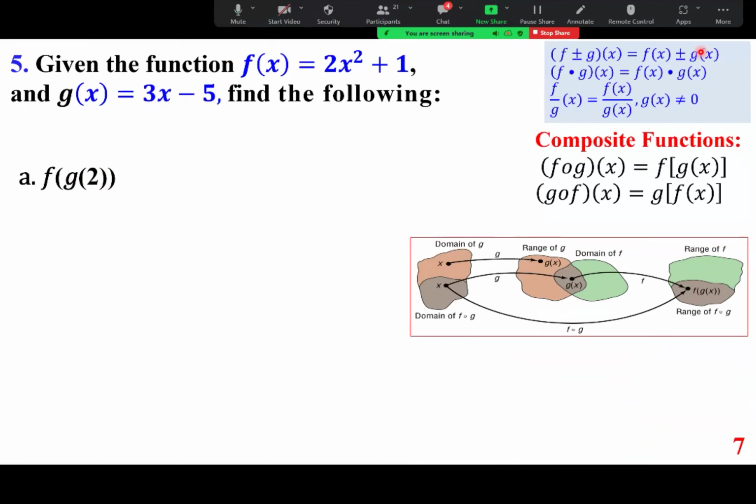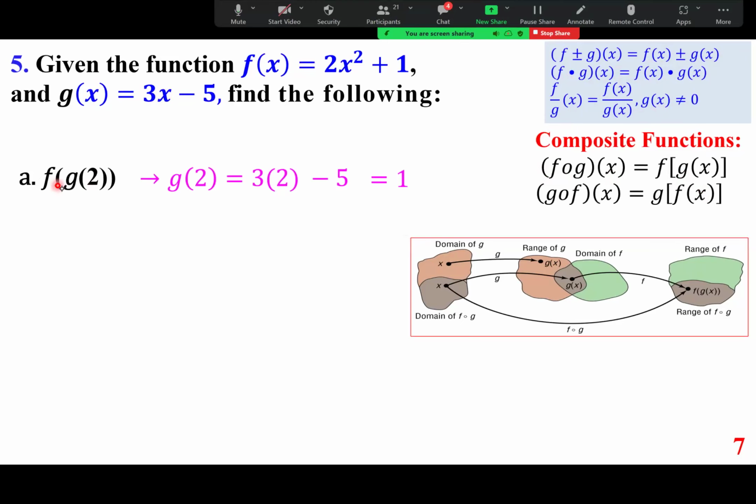Let me remind you of algebra of functions. All of these are algebra of functions. f plus minus g is f of x plus minus g of x. f times g is f of x times g of x, and so on. Composite function f of g is f of g of x. g of f is g of f of x. So first evaluate g of 2. 3 times 2 minus 5 makes it 1.